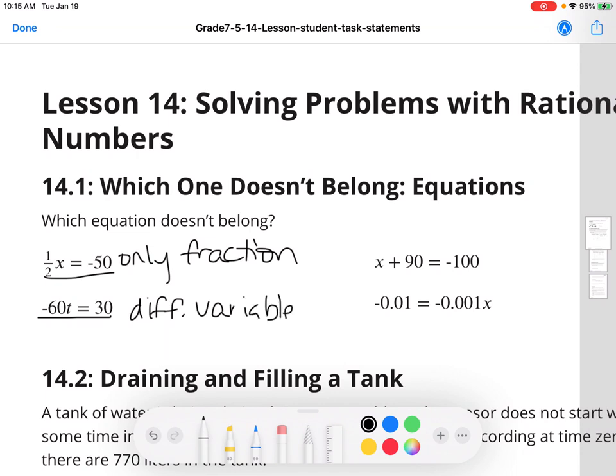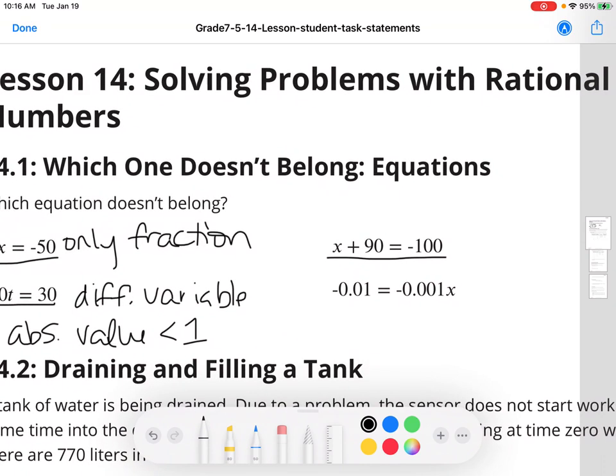And it's the only one whose absolute value is less than 1. So the absolute value of the solution would be less than 1. We could say x plus 90 equals negative 100 doesn't belong because it has addition instead of multiplication.